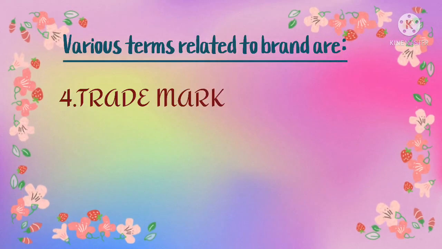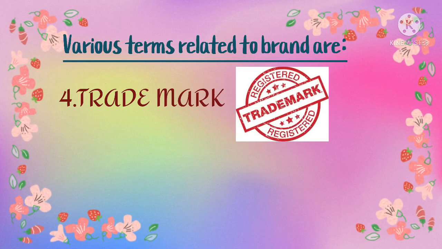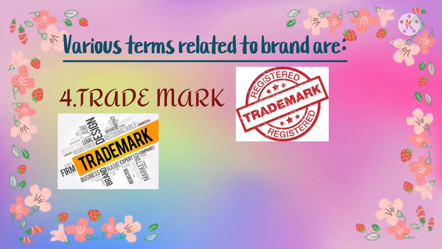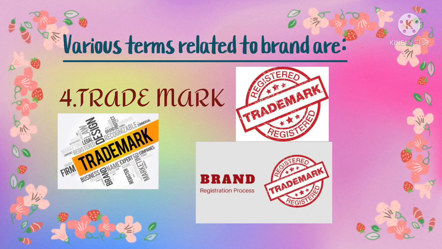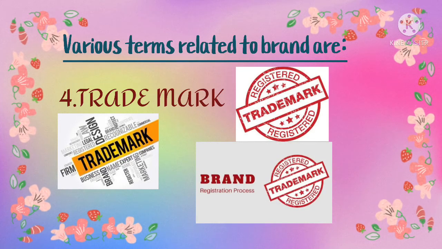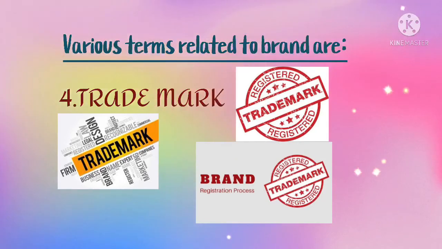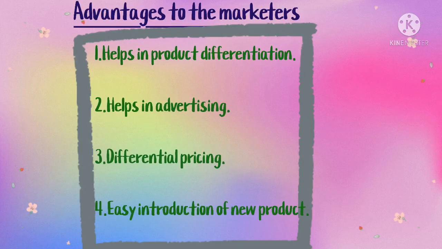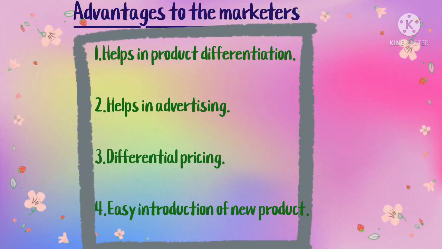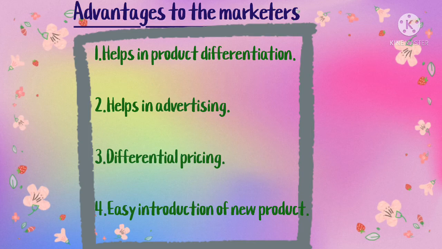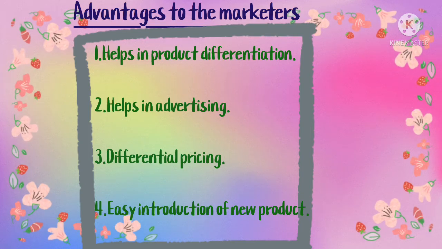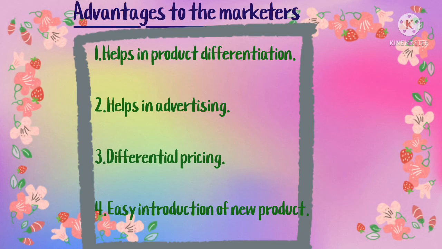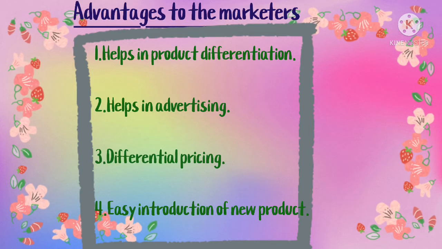And the fourth is trademark. A part of a brand which is given legal protection is called a trademark. No other firm can use the name or sign for which a company gets legal protection. Next is advantages to the marketers, and in this we will be discussing 4 topics. They are: helps in product differentiation, second, helps in advertising, third, differential pricing, and the fourth is easy introduction of new product. Now let us go in detail.